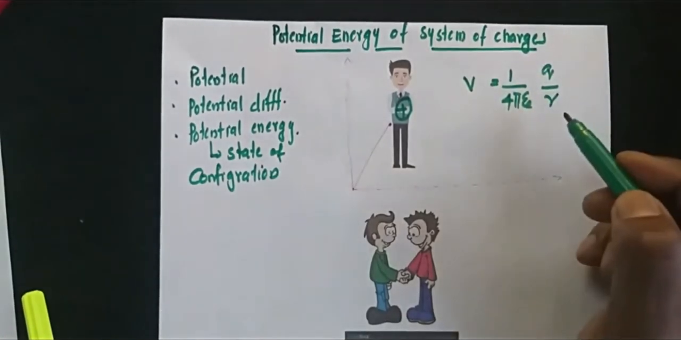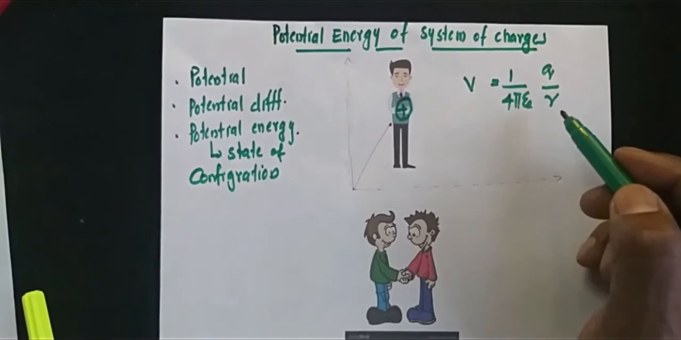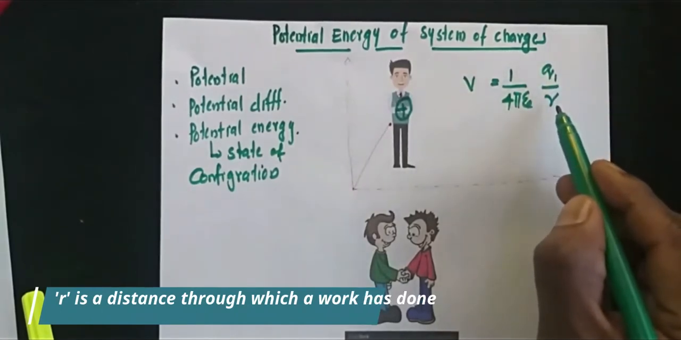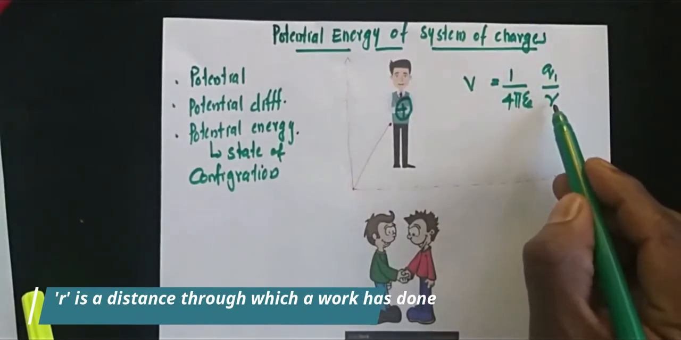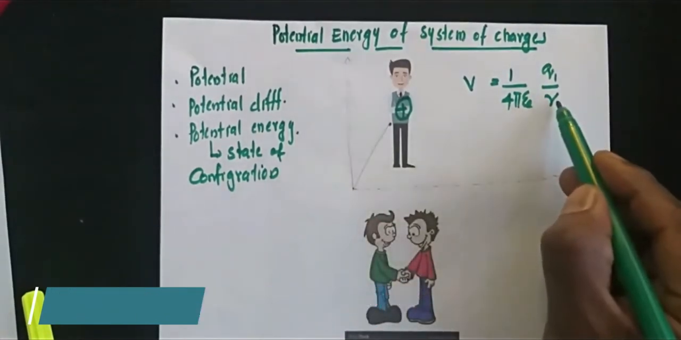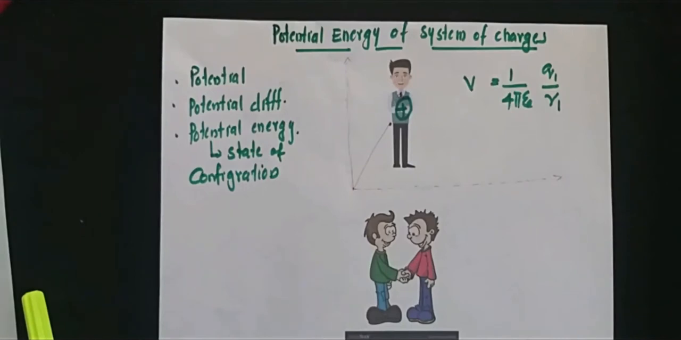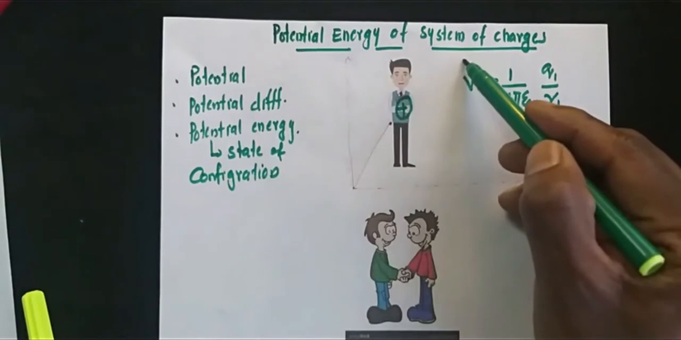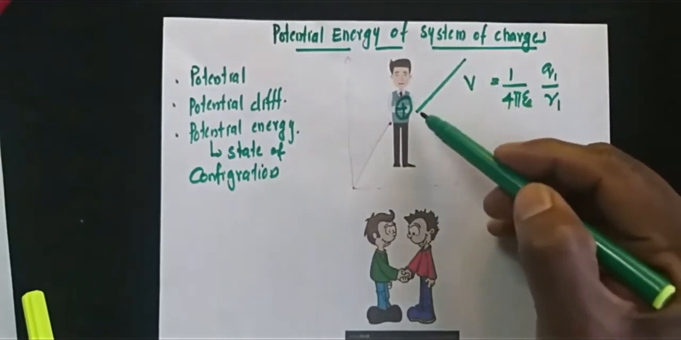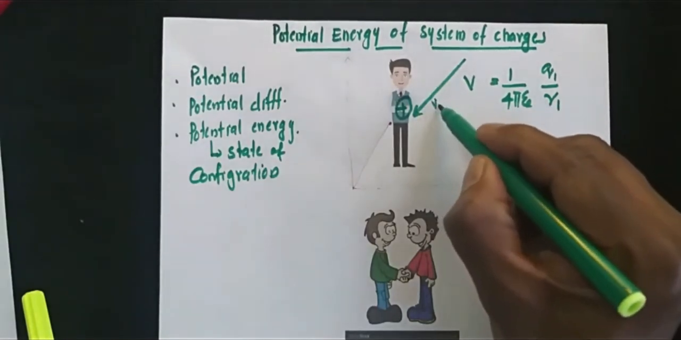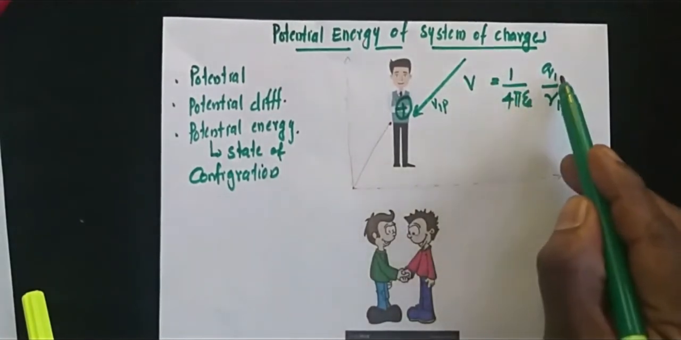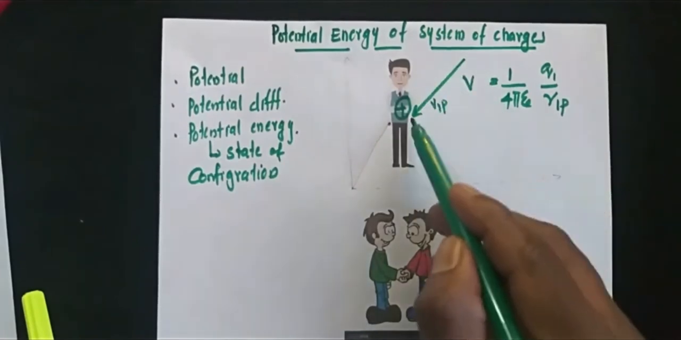V is equal to 1 by 4 pi epsilon 0 Q divided by R, is the potential due to a point charge. Here I am writing Q divided by R1P, or R1, or R2. Anyway, R is simply a distance from a particular location to the present location. For the convenience of explanation, you can take this distance R based on your configuration. For example, if I draw a line from a particular location to the present location, I can mark the distance as R1P. So I will be replacing that R with R1P in the above equation. So the final equation will be looking like this.